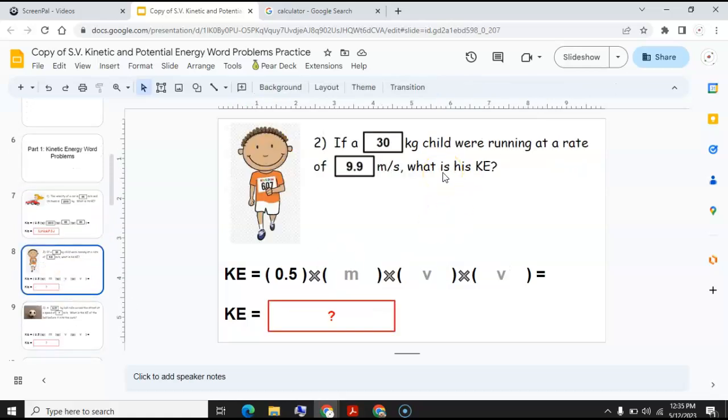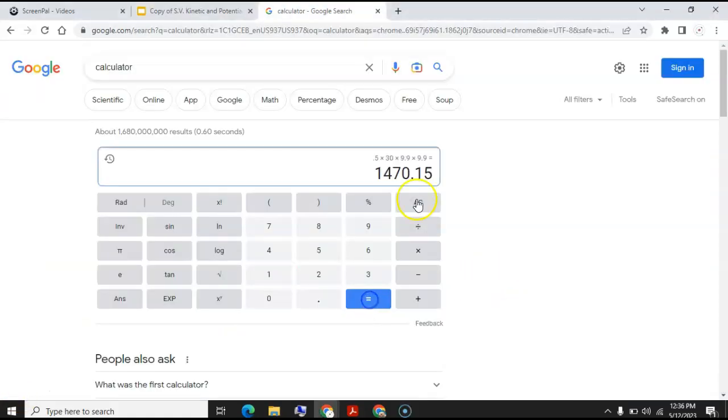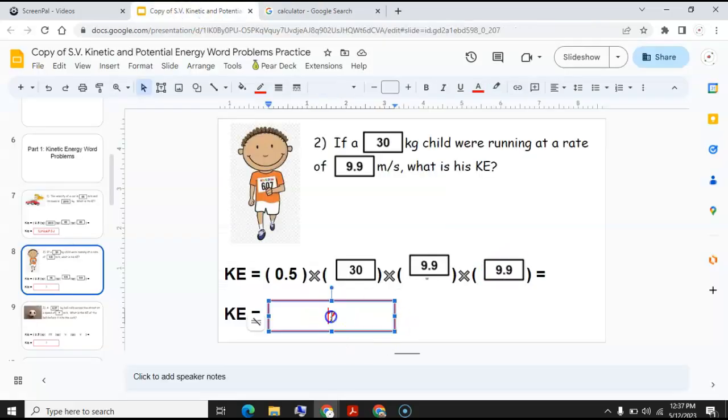Let's look at another problem. If a 30 kilogram child is running at a rate of 9.9 meters per second, what is its kinetic energy? So in this case, once again, we know it's kinetic energy. 30 kilograms, where do you think that goes? Is that the mass or velocity? Well, if it has kilograms behind it, that number is our mass. So we're going to plug that in here. And running at a rate of 9.9 meters per second, that is the velocity. So I'm going to do that twice. And you can go ahead and do the math. 0.5 times 30 times 9.9 times 9.9. And that'll give you, so I get this number here when I plug that into the calculator. And I'm going to just go ahead and copy and paste it.